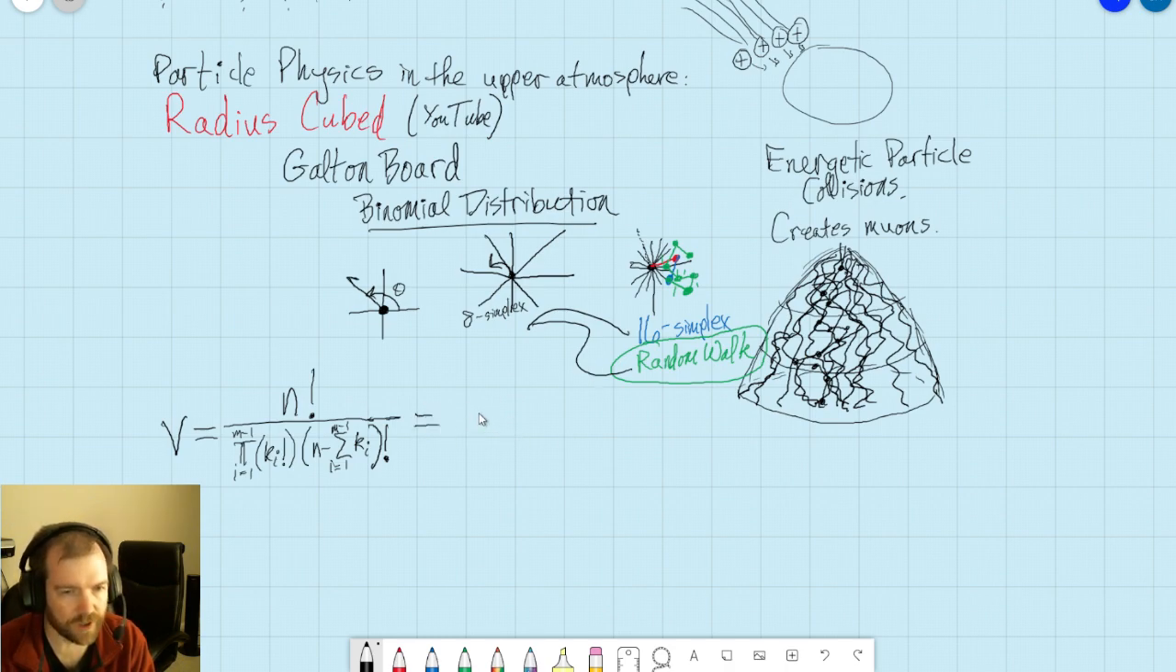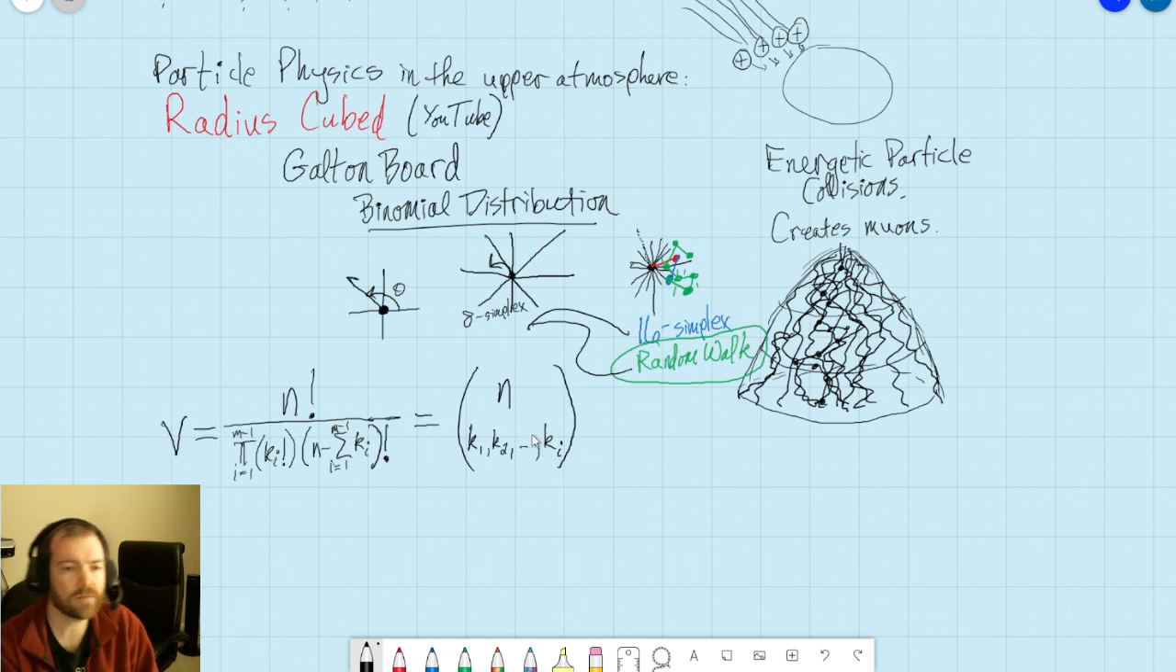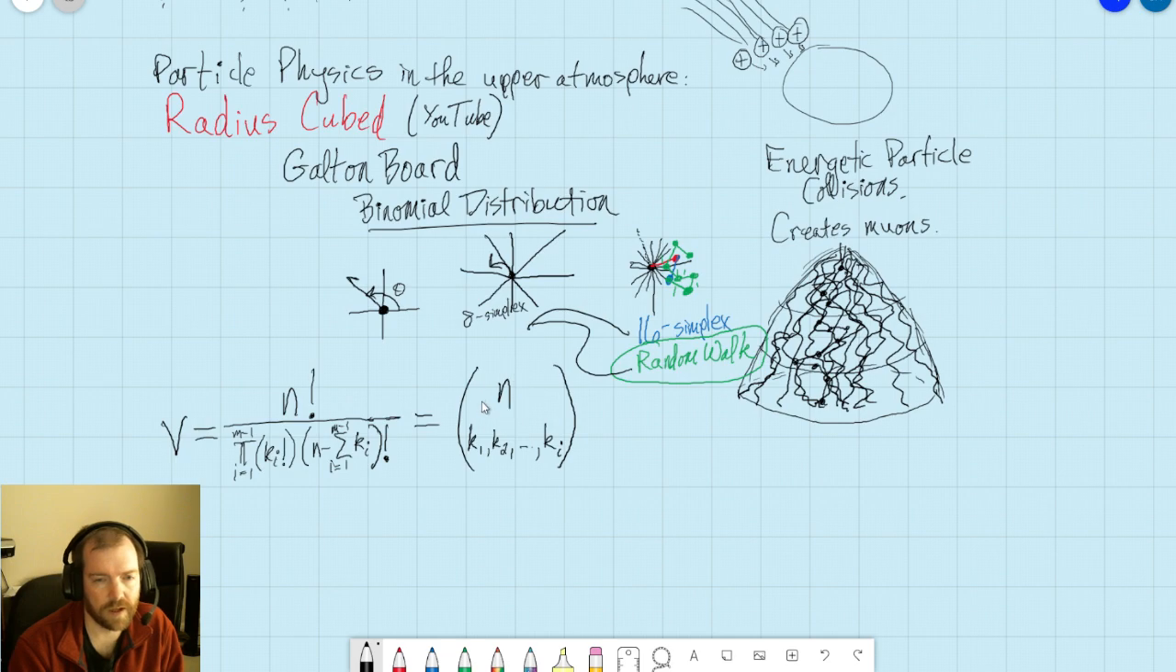If you wanted to write it in n-choose notation, that'd be n-choose k1, k2, all the way out to k sub i. So how many layers down are we? How many choices have been made? And on the bottom, how many of each direction has been chosen?